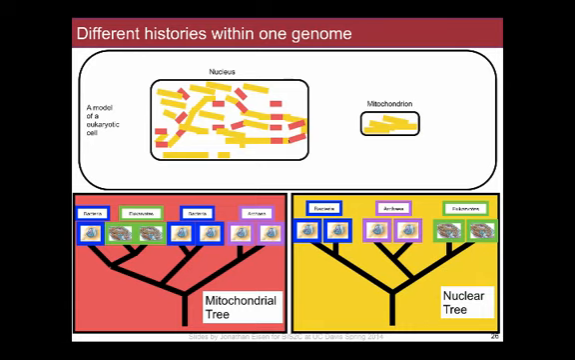I mentioned, and I'll come back to either at the end of today or the beginning of tomorrow, some genes move from the mitochondrial genome into the nucleus. Those still retain the evolutionary history of mitochondrial genes, and you can find them now in the nuclear genome of eukaryotes. So eukaryotes have at least two distinct evolutionary histories represented within their individual cells.